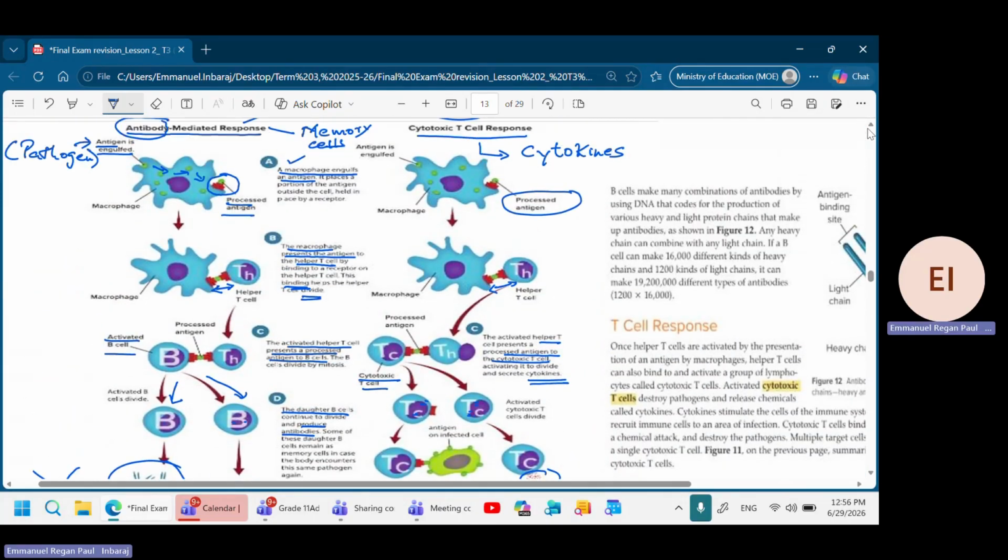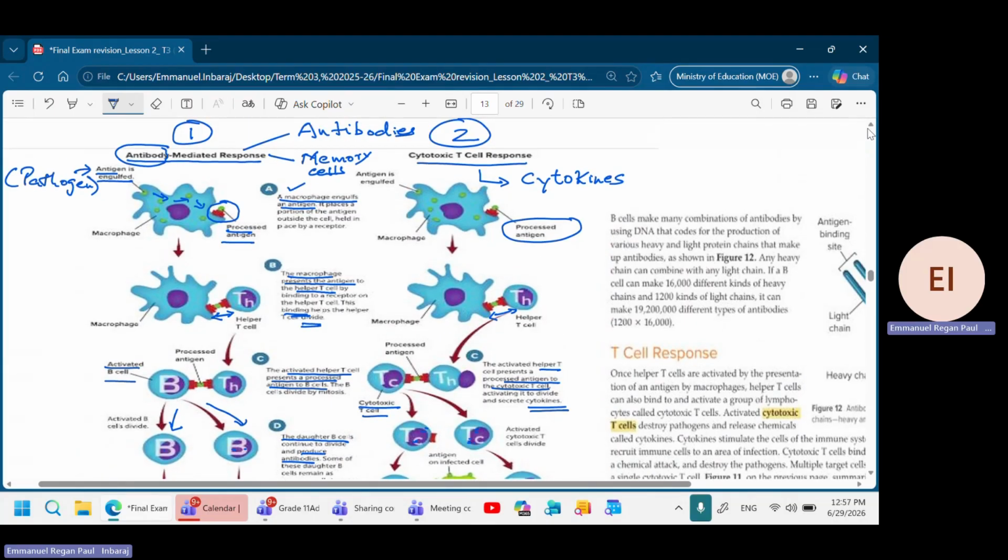So I want you to just go through and study. It's easy. Don't get confused. Don't think it is very hard. These are the main points here. Cytotoxic T cells produce cytokines. Okay, and the antibody mediated response produces antibodies and memory cells. I will show you some questions. Then you will know it's very easy.